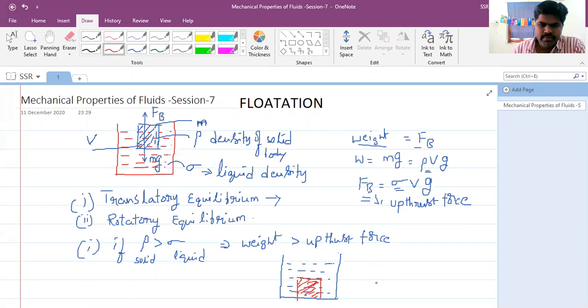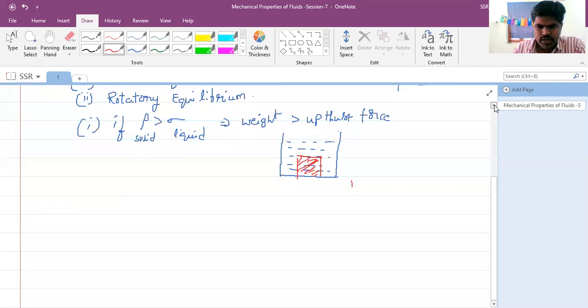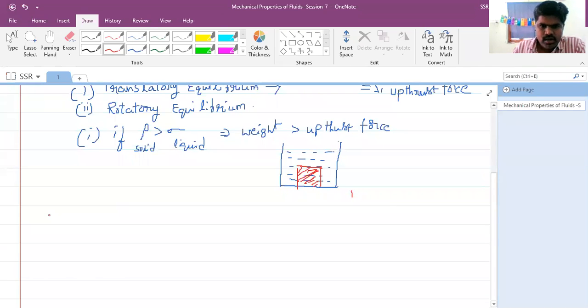In translational equilibrium, if the density of the solid is greater than the density of the liquid, then the weight of the body is greater than the upthrust force, and the body will sink down to the bottom of the liquid and there it will stop. Because at the bottom we have some rigid base, na? So that's why it stops. Next, case 2 will come.